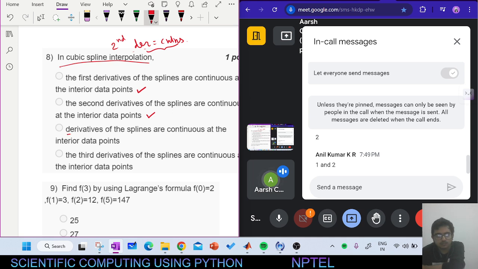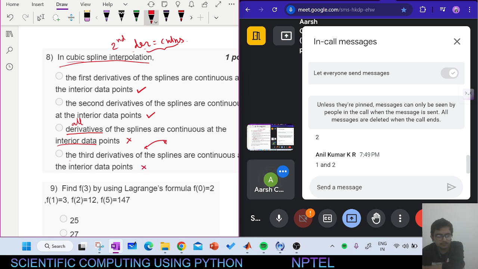It depends on what we mean by derivatives. But it's given that it's a cubic spline and it is at interior data points. So does it mean some derivatives or all derivatives? I would like to interpret it as all derivatives, but it's unclear. If it is all derivatives, then it need not be correct, right? Because let's look at this one. The third derivative can be discontinuous.